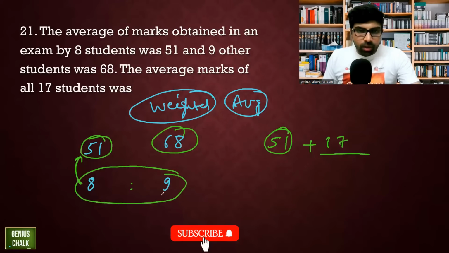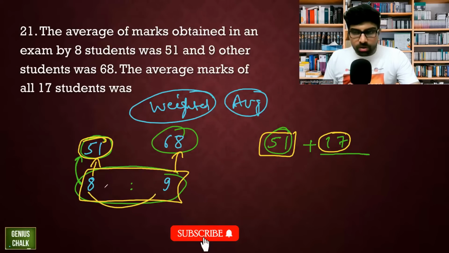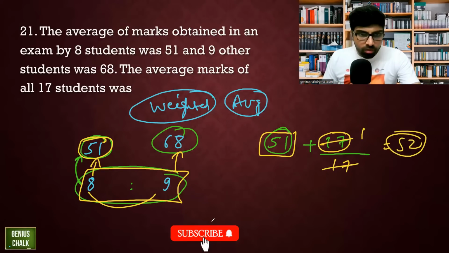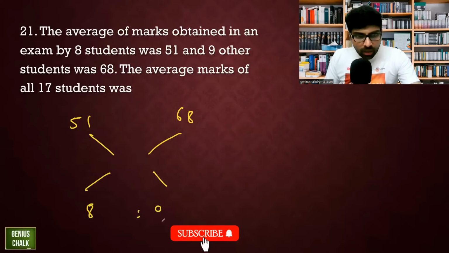Because if suppose there are 51 students and I am taking the average as 51, that means there is no change. But this 68 is telling that there is 17 extra coming. And that 17 must be divided in this ratio because there are 17 students in the class. So it should be 52. 52 has to be my average. And I guess we have solved this by using that method also. It was 51 and 9 other students 68, in the ratio 8:9.